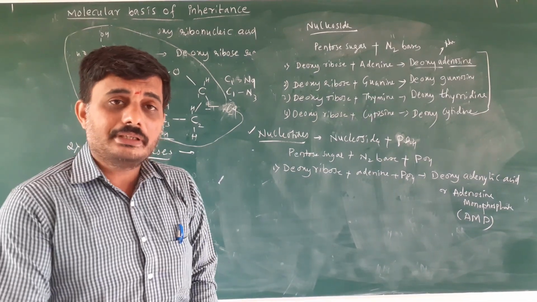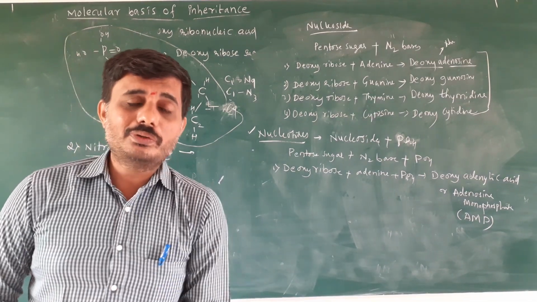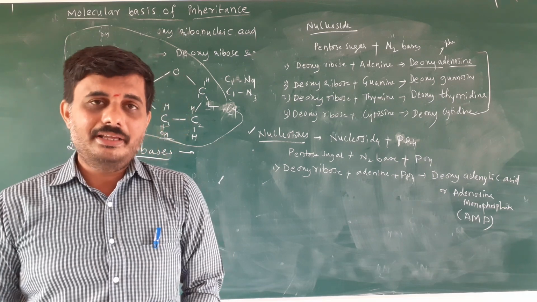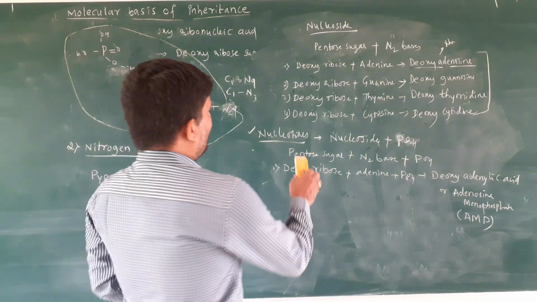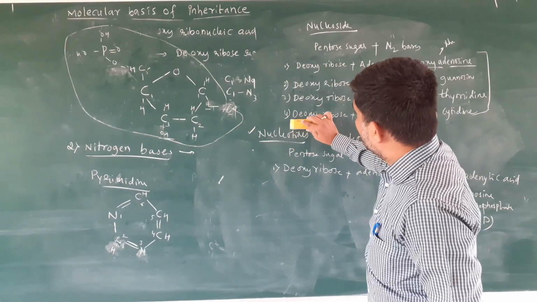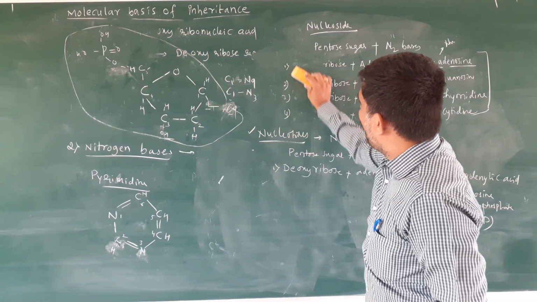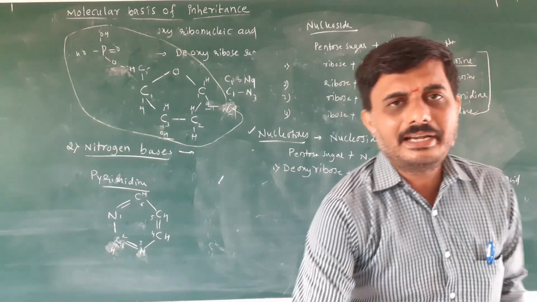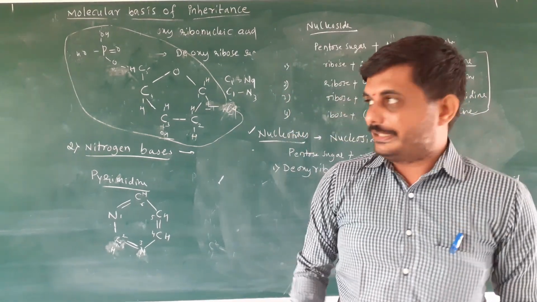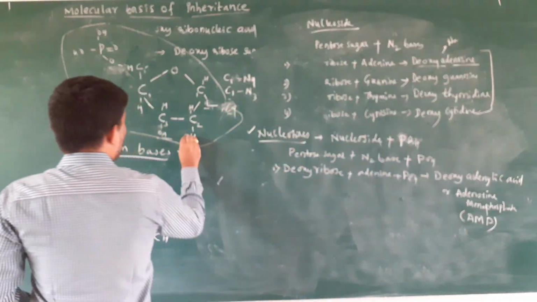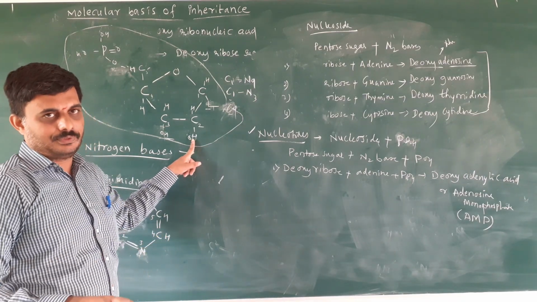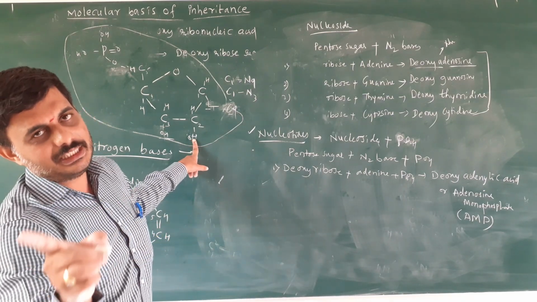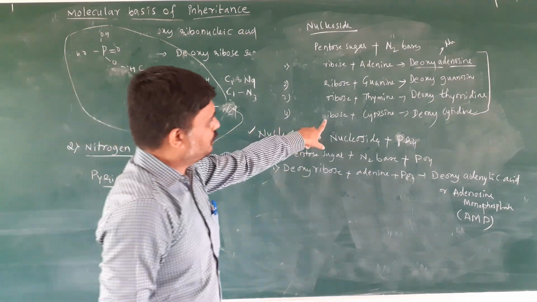So what about RNA? What are the nucleosides present in RNA and DNA? This was about DNA. RNA has an oxygen at the second carbon atom, so it is called ribose sugar. In case of DNA, it is called deoxyribose sugar. So the ribose sugar is present in RNA.